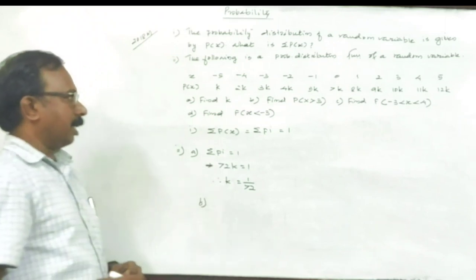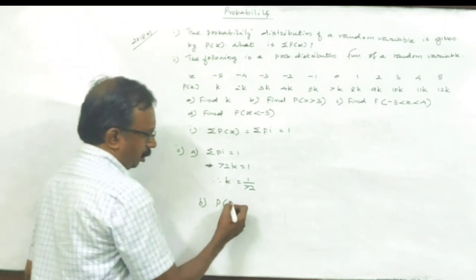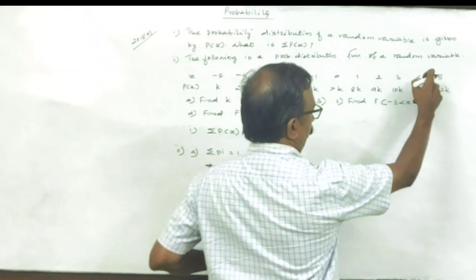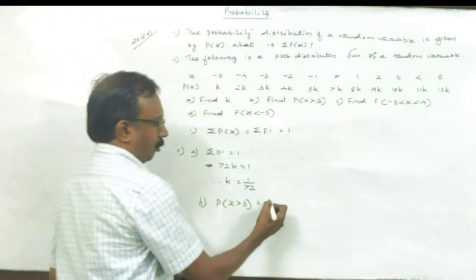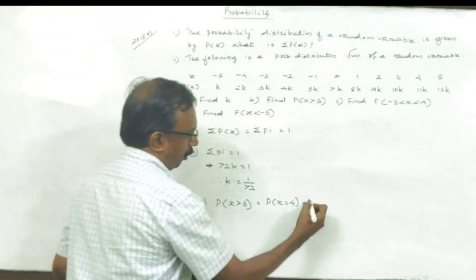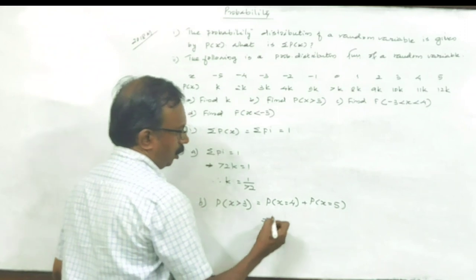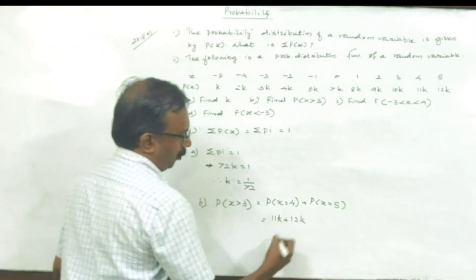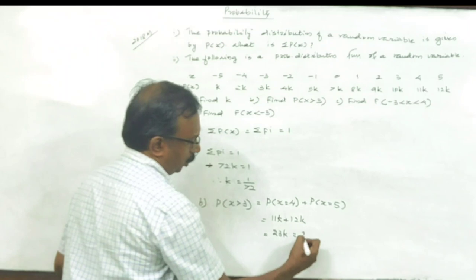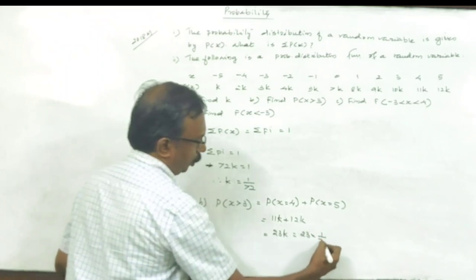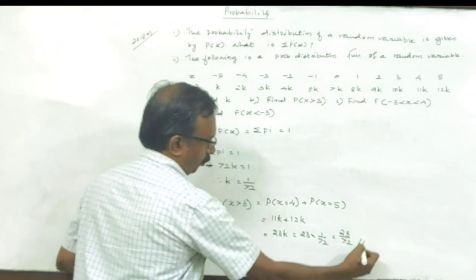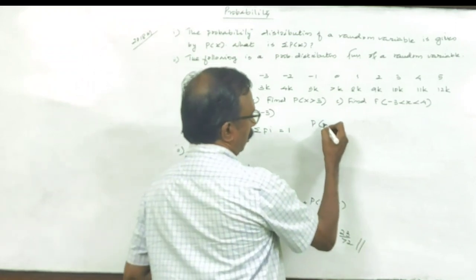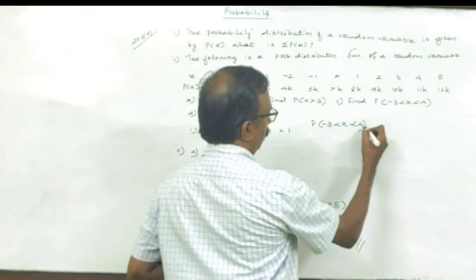The second question is P of x greater than 3. That means P of x is equal to 4 plus P of x is equal to 5. P of x equal to 4 is 11k, plus 12k, that is 23k, that is 23 into 1 by 72, 23 by 72. This is P of x greater than 3.